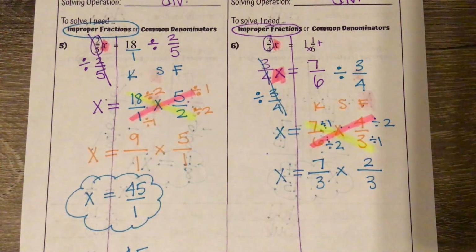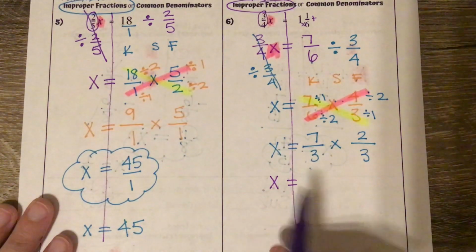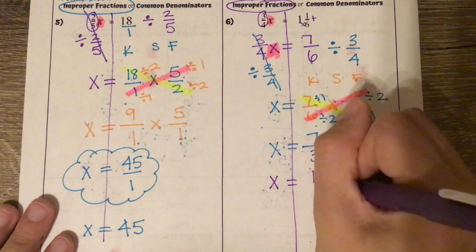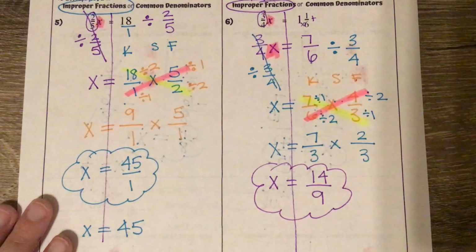And now we just multiply across. 7 times 2 is 14. 3 times 3 is 9. And you can leave it improper. And that's it.